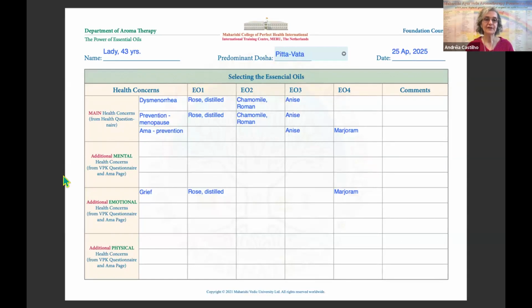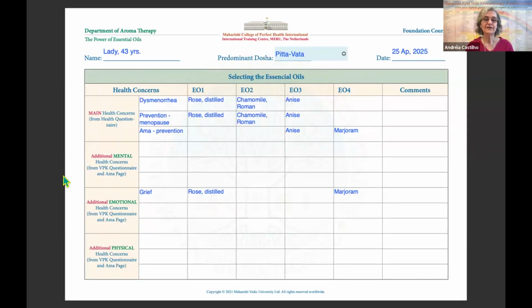It can address at the same time the dysmenorrhea. It can act as prevention for menopausal symptoms, and it can help with grief. Roman chamomile can help with the first 2 problems. And in fact, it's quite an uplifting essential oil. It could also help with grief, but this is not included in its description. That's why I left it this way. But from personal experience, I can say it's a very uplifting essential oil as well.